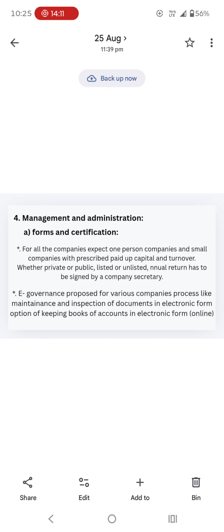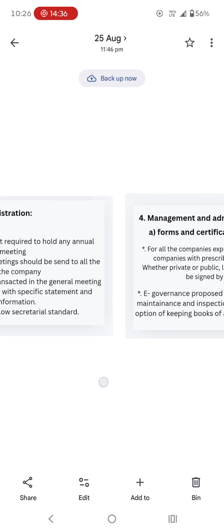E-governance means when a company is processing its maintenance and inspection of documents, when the company is checking its maintenance and inspection of documents, it should be done in an electronic form. Electronic form means online. Option of keeping books of accounts in electronic form, and even the books of accounts that a company is maintaining should be in an electronic form, meaning online.